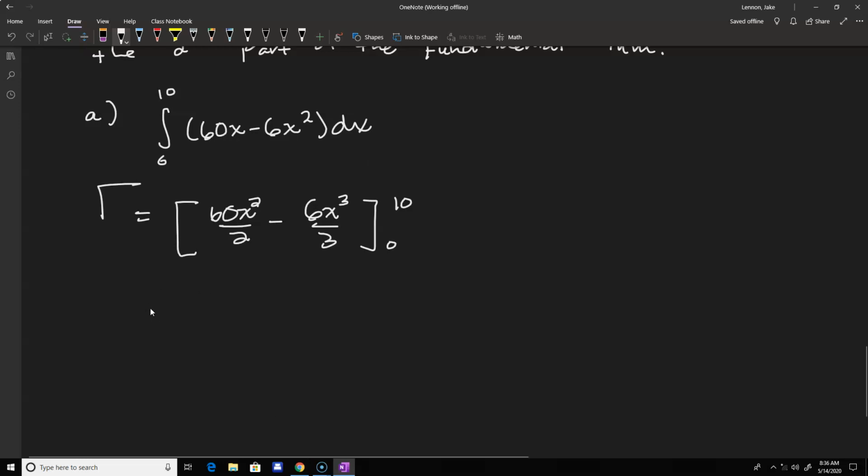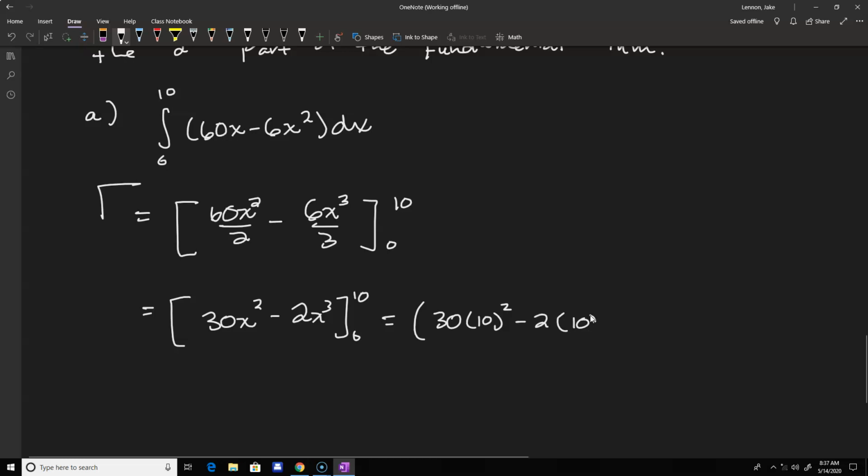So let's just simplify this a bit. So this would be 30x squared minus 2x cubed, and then we have these points to plug in. So first you would plug in 10, then you would plug in 0. Luckily, when you plug in 0 into a polynomial without a constant term, it's just going to end up being 0. But I will write it down just in this first example anyway. So this is what it looks like when you plug in the limits and then subtract them.